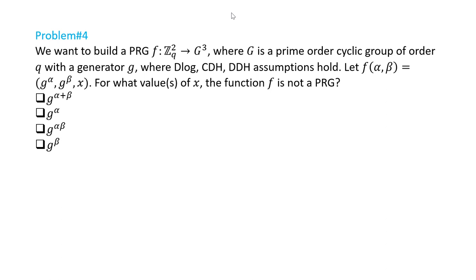This is again an easy question. We want to build a PRG, a pseudo-random generator, F, from Z_q squared to G^q, where G is a prime order cyclic group of order q with a generator g, where the DLOG, CDH, and DDH assumptions hold. So we assume all these three problems are hard to solve in group G. Let f of alpha comma beta be equal to g to the power alpha, g to the power beta, x. For what values of x is the function f not a PRG?